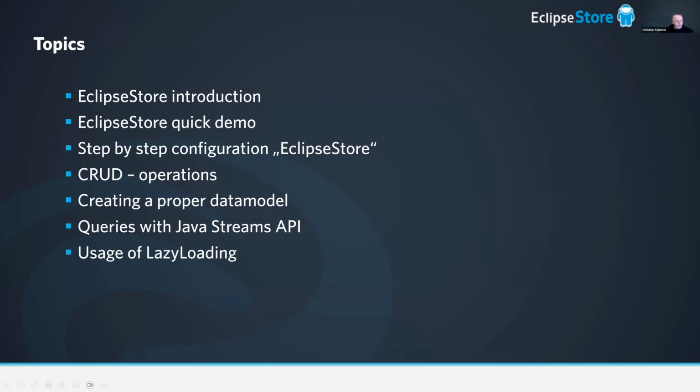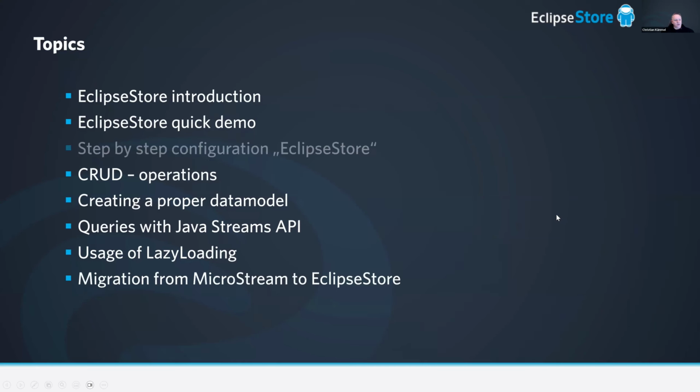Then we have to talk about lazy loading. As you all know, EclipseStore is an in-memory database, but that doesn't mean all the data has to be in memory. Some of the data could stay on the hard disk, and for that we need lazy loading. Last but not least, maybe it's interesting for you how to migrate from MicroStream to EclipseStore. Most of you already know there are barely any differences between both frameworks, and I think it's not a big effort to migrate. Okay, that's all from my side.